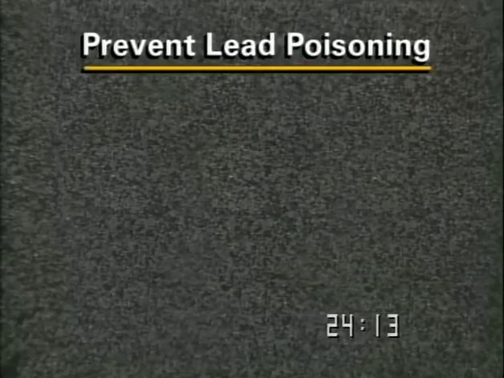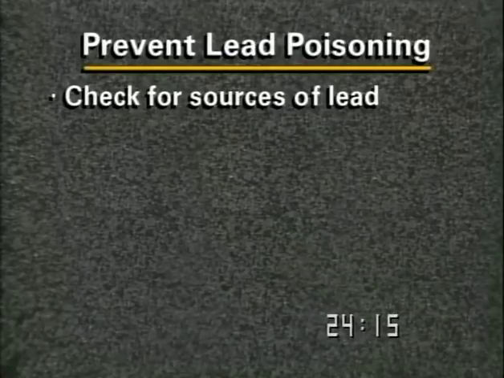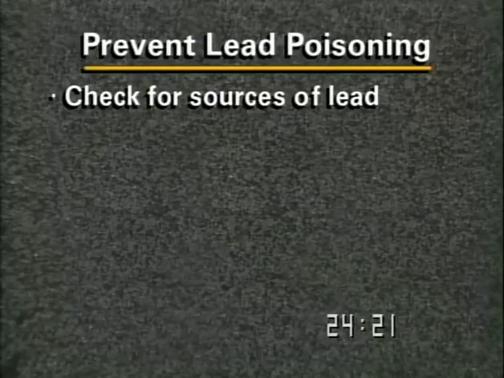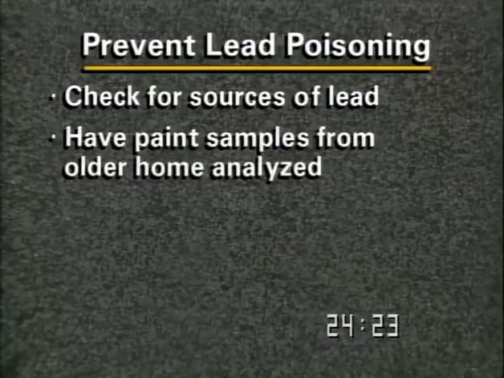Here are some things you can do to prevent lead poisoning. Check everything you buy which could be a possible source of lead to be sure that it is not decorated or finished with paint or ink containing lead. If you have an older house, have paint samples analyzed for lead content. If the paint does contain lead, consult an expert on the best way to deal with it. Repainting may not solve the problem.